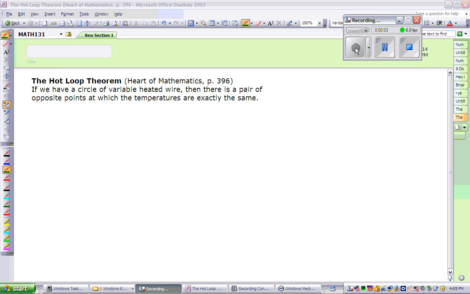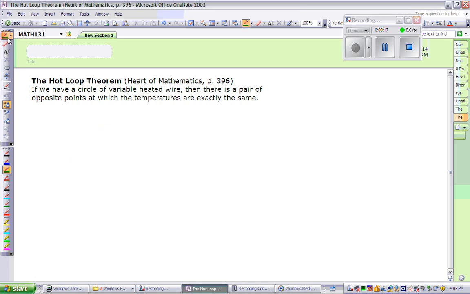Alright, so now we're going to talk about the hot loop theorem. This is on page 396 of the book. Again, I'm giving a proof similar to theirs. If we have a circle of variably heated wire, then there is a pair of opposite points where the temperatures are exactly the same.